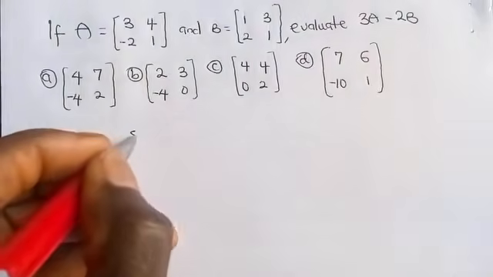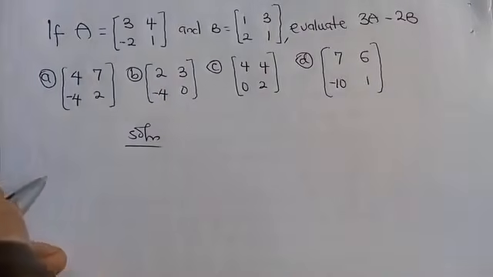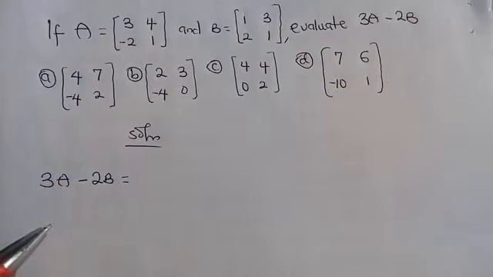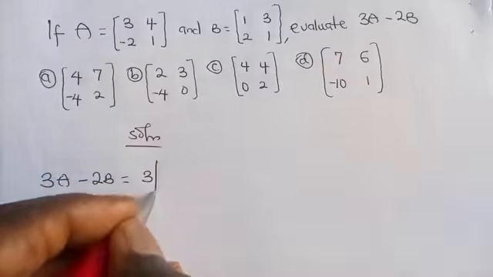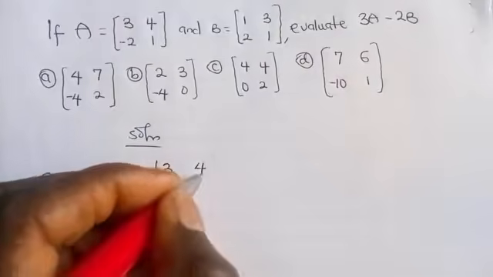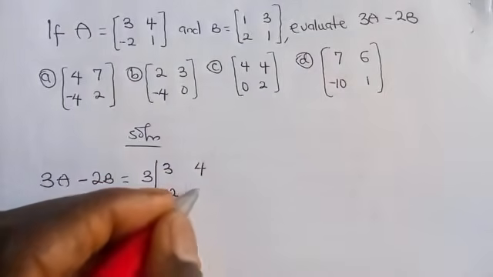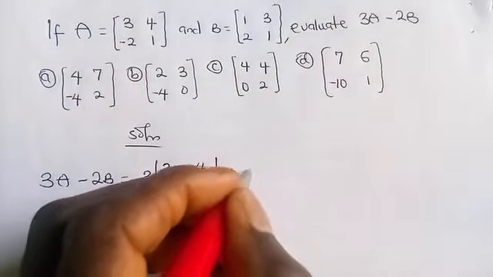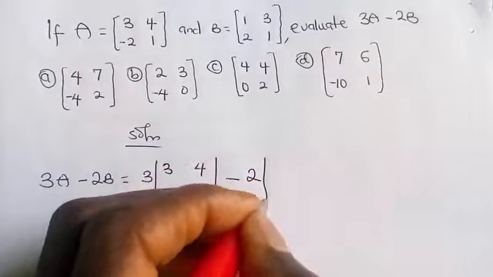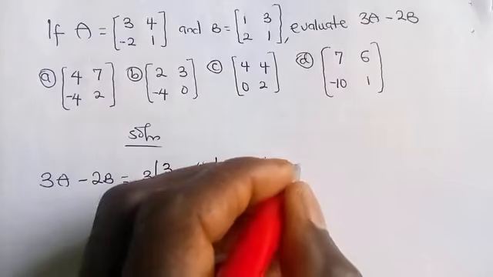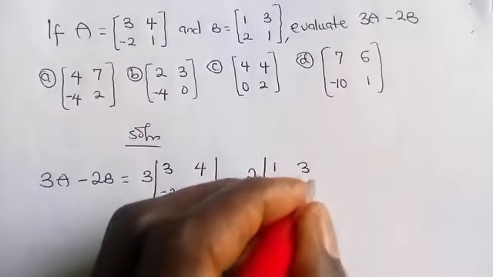So 3A minus 2B is equal to 3 multiplied by matrix A, which was given to us there as 3, 4, minus 2, and 1. Then we'll subtract matrix 2B from it, and that is 2 into the matrix B, which was given to us as 1, 3, 2, 1.